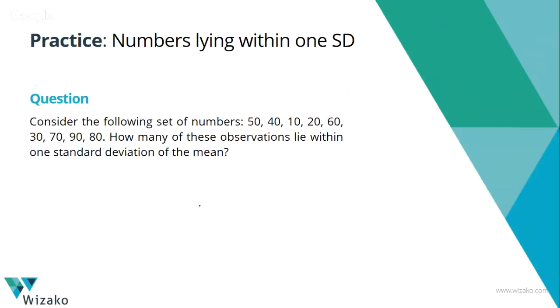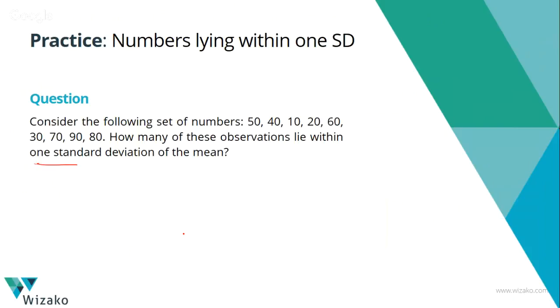This is a good question, a typical question that you're likely to see. Consider the following set of numbers: 50, 40, 10, 20, 60, 30, 70, 90, 80. So that has 9 elements in this set. How many of these observations lie within one standard deviation of the mean?